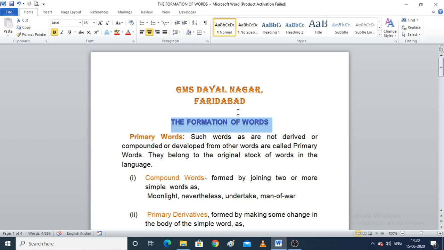In the very beginning of our learning, we started learning the alphabets A to Z, correct? After learning the alphabets, we have learned how to form words out of those letters. So today, I'm going to teach you about how those words are formed. Basically, students, there are two types of words: primary words and compound words. Let's come to primary words.